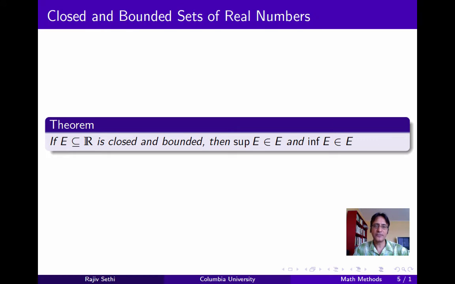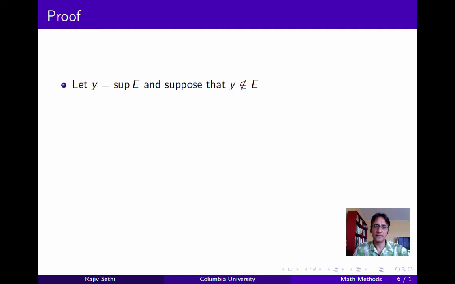Let E be a subset of the real numbers. If it's closed and bounded, then both its supremum and its infimum are members of E. Now to see this, let y be the supremum of E, which exists because E is bounded, and let's suppose that y is not an element of E. We'll generate a contradiction and thereby prove that y is in fact an element of E.